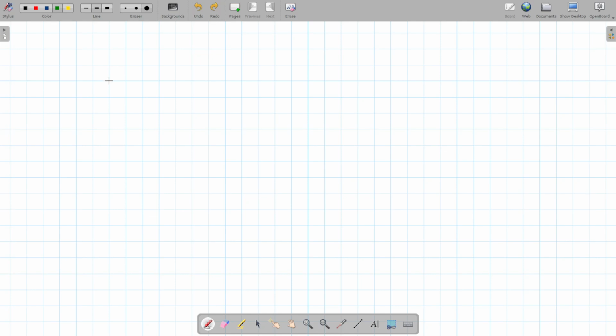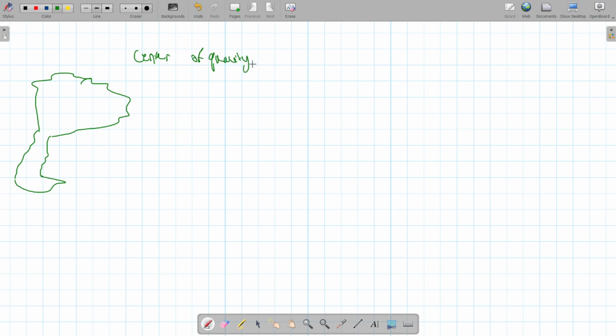Obviously it's not a straight rectangle. I'll make it a bit wider. I want to find the center of gravity of this piece of paper, because this is actually an experiment that's in the book, I think.